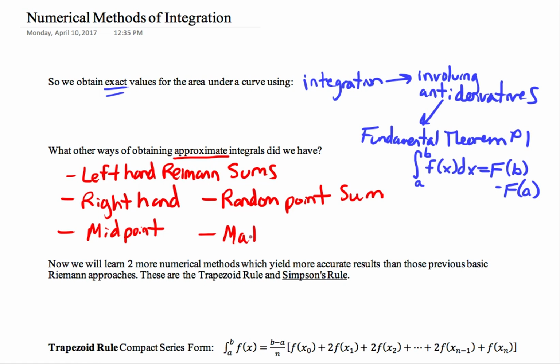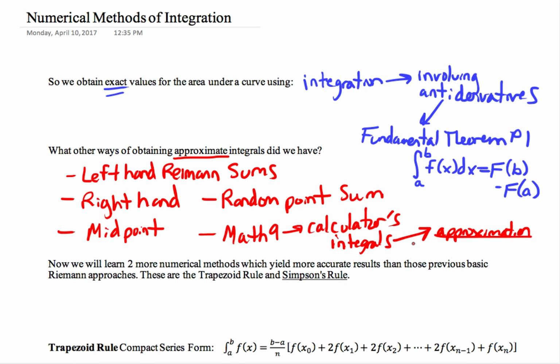Okay, so those are the ideas that we had for approximations, and actually also on this list I want to add Math 9. So Math 9, the calculator's integrator, is not doing integrals with the fundamental theorem. The calculator's integral is also an approximation. It's a fairly sophisticated approximation, and so it's really also an approximation. Doing it with the fundamental theorem is always a better way to go if you can find the antiderivative. The only problem is sometimes you can't find the antiderivative, and we are not done by any means at learning how to find antiderivatives.